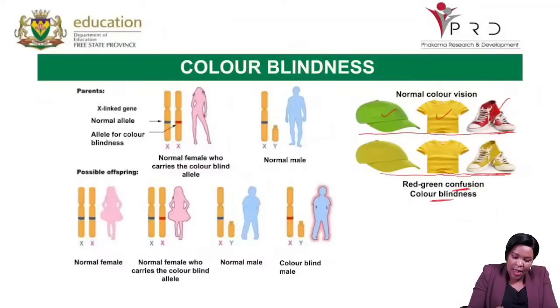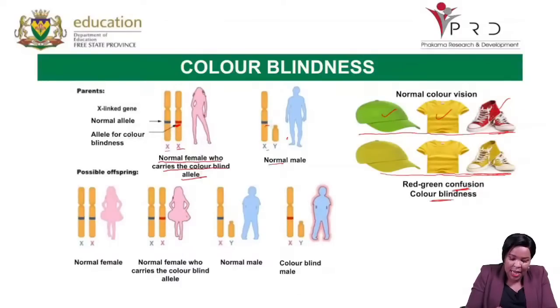So the example can be a normal female. Okay, let us take a look at this diagram. This female will be normal with XX, and then this male will be normal with this green one normal. But the ones with, okay, this woman is a carrier of color blindness. So you see, the allele for color blindness is this red one, but the blue one is normal. So this male is normal.